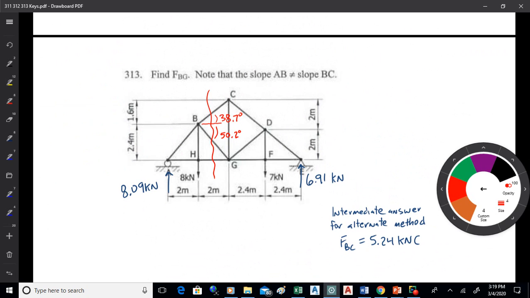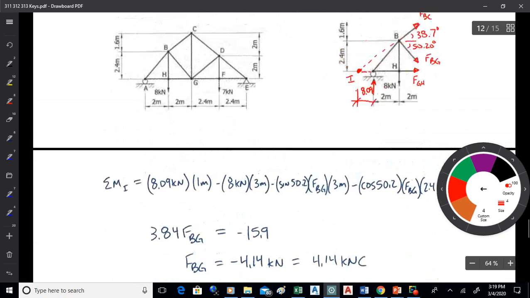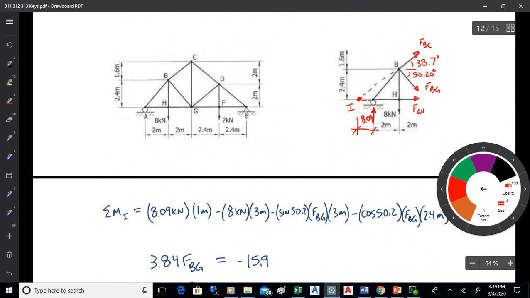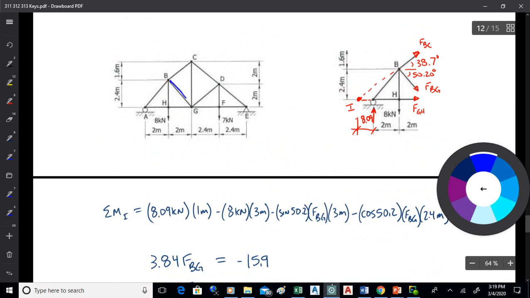Okay, the next one, we're after BG. It's kind of a similar thing. I make that cut. I've got 3 unknowns, but it's still a little bit messy. I can handle it with that cut, but there are different ways I can go from there. I get the reaction. It's 8.09 on the left. Now, when I do that, one way to figure it out is I'm after BG. That's the one I want. It's this one.